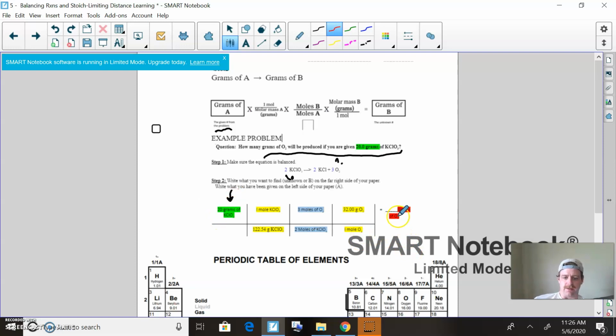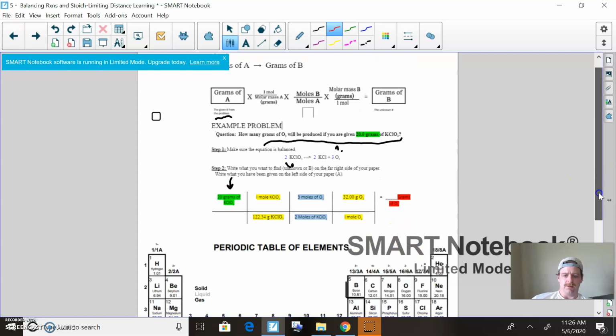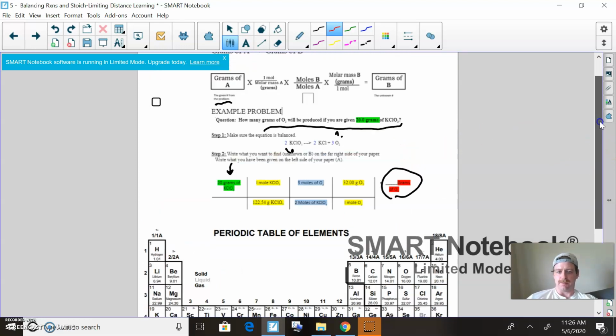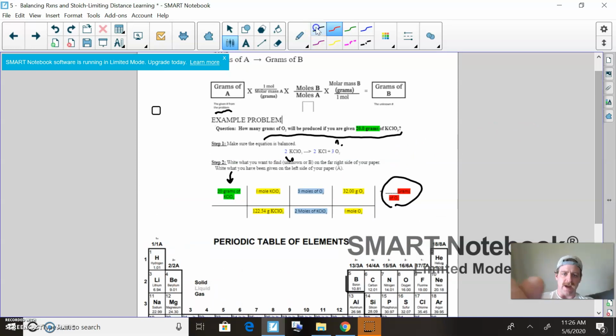All right, the next thing that we want to do is what we want to find. What do we care to find? We care to find grams of O2. Now, this is the same thing every time. The first bracket will always have 1 mole. You never have to touch it. But what you do have to do is add up the molar mass of whatever substance this is.